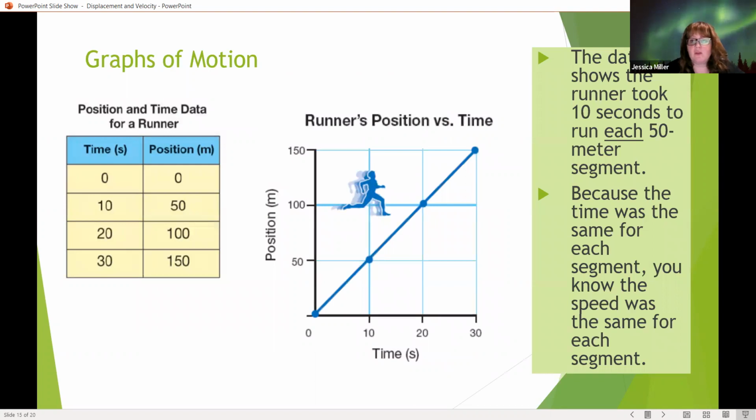Okay, this looks a bit like a repeat there. Let me just move myself. So the data shows the runner took 10 seconds. Okay, I just went over all of that.